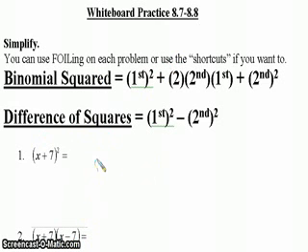Okay, if you don't feel comfortable with shortcuts, go ahead and FOIL every problem. You'll still get the same answer. It's just you could save a little time and not need to show as much work if you could pick up on the shortcuts.